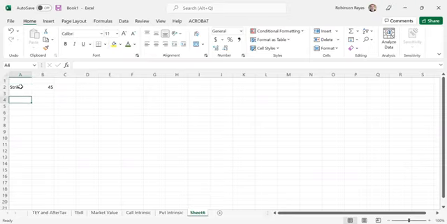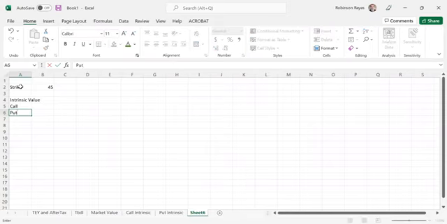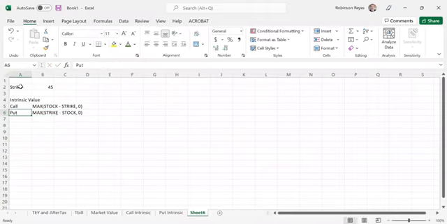Now we know the formulas for the intrinsic value of a call option and a put option. The call option intrinsic value is max of stock minus strike, or 0, whereas the put option intrinsic value formula is max of strike minus stock, or 0. And there we go.